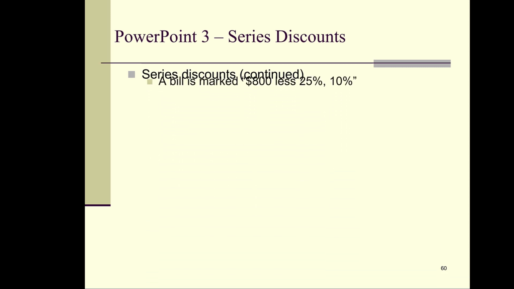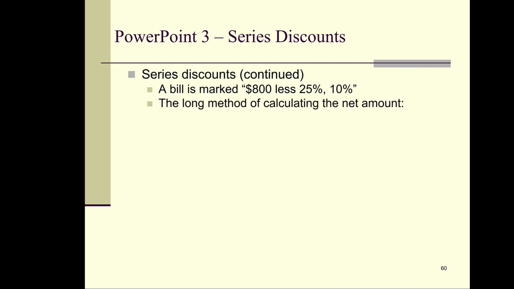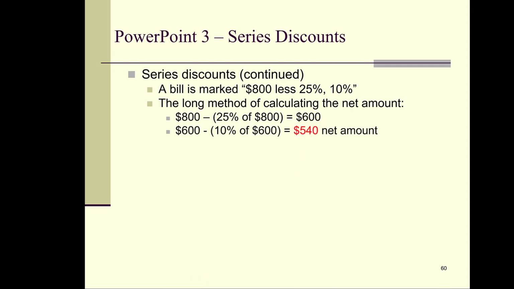So let's say you get a bill and it's marked $800 less 25%, 10%. So here's a long way to calculate that. You first have to calculate the 25% discount. So $800 minus 25% of $800 means you owe $600 after the first discount. And then you're going to take 10% off that. So 600 minus 10% of 600 gives you $540. So after both of those discounts, in other words, this series of discounts, you would owe $540.